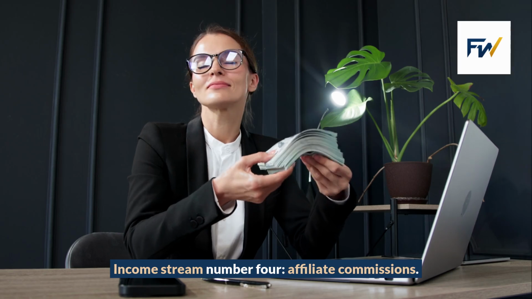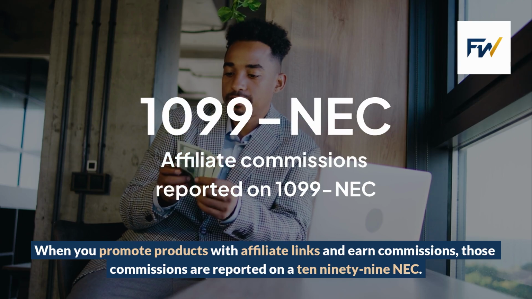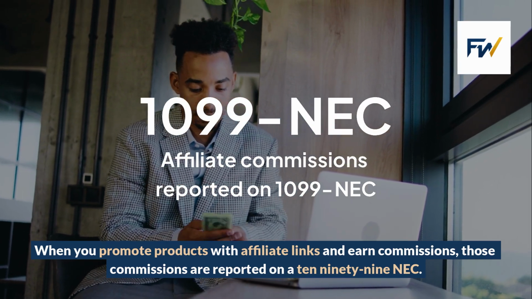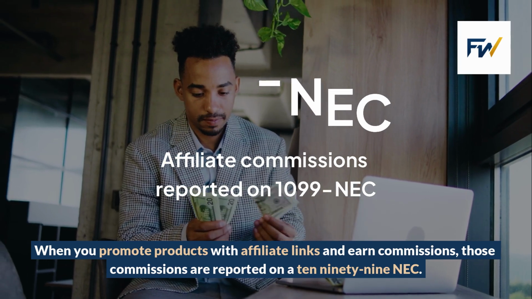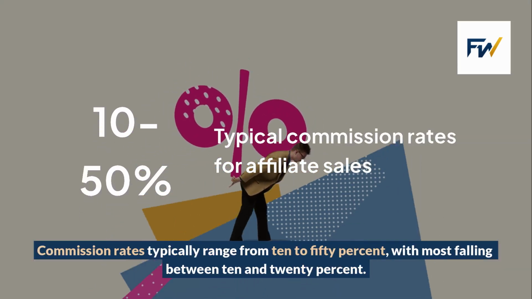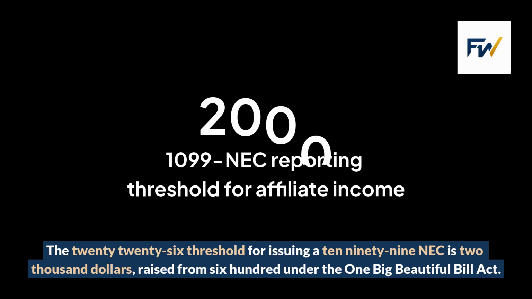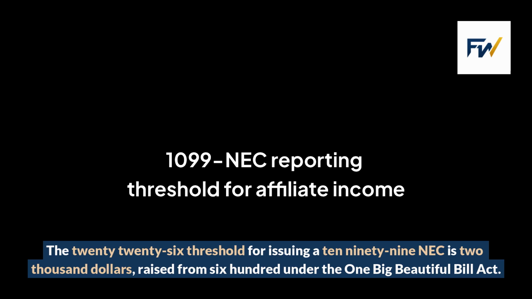Income stream number 4. Affiliate commissions. When you promote products with affiliate links and earn commissions, those commissions are reported on a 1099 NEC. Commission rates typically range from 10 to 50%, with most falling between 10 and 20%. The 2026 threshold for issuing a 1099 NEC is $2,000, raised from $600 under the One Big Beautiful Bill Act.